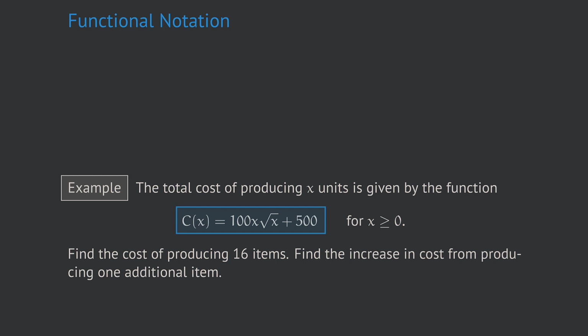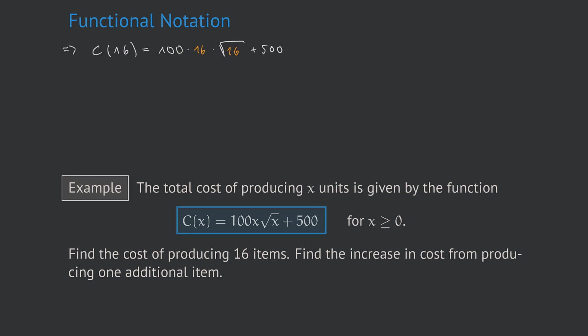For this purpose, we replace x by 16 and calculate the result. We get this expression, and we can further calculate 100 times 16 times 4, which is the square root of 16, plus 500, which simplifies to 6,400 plus 500, which ends up in 6,900. So the production cost for 16 units is 6,900.